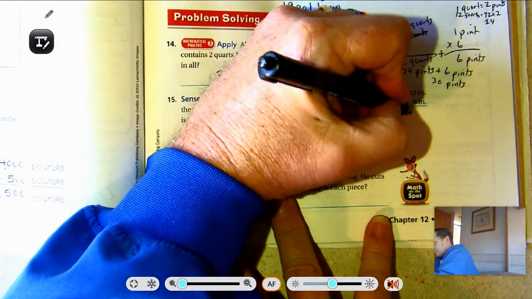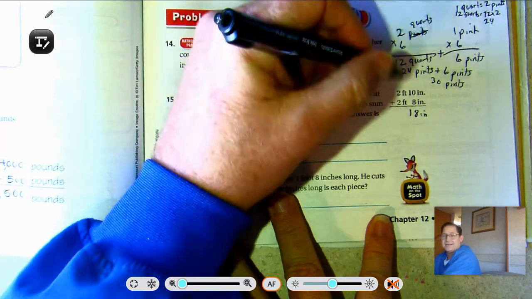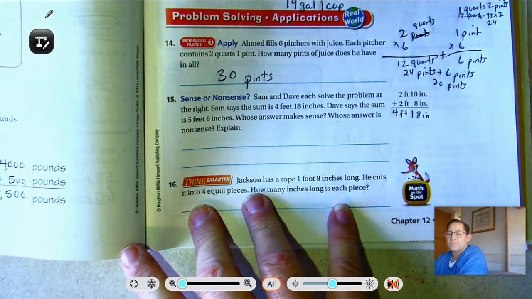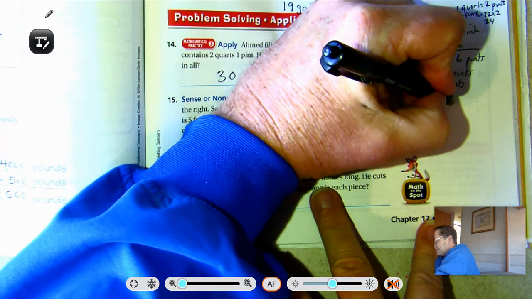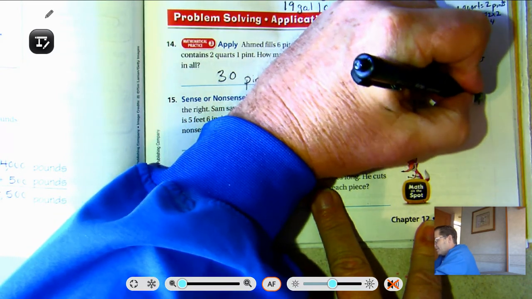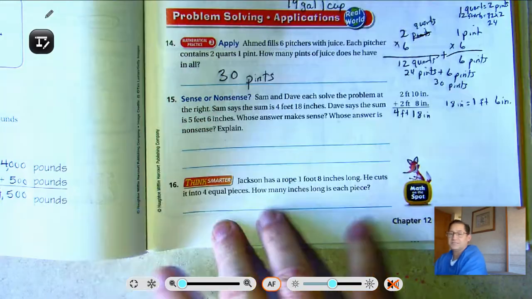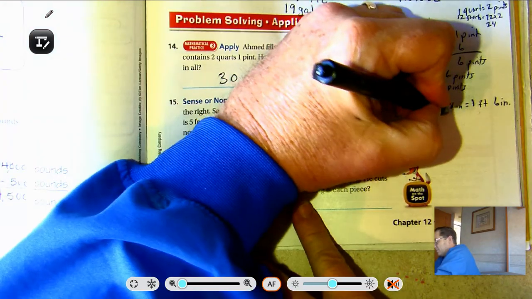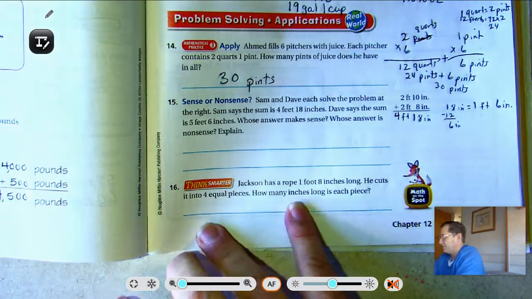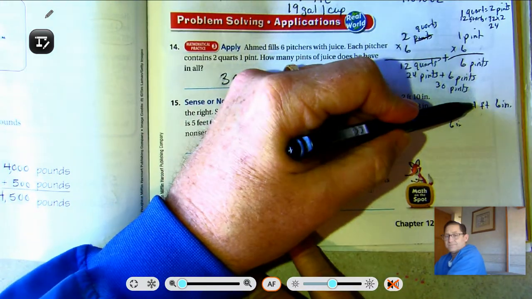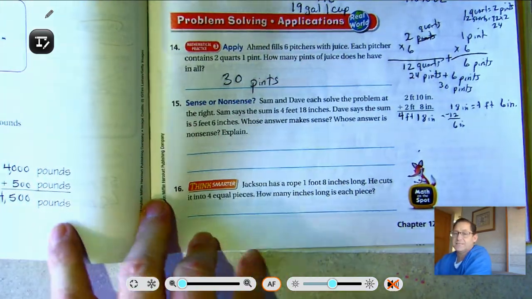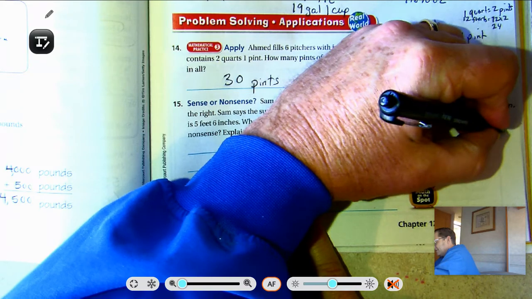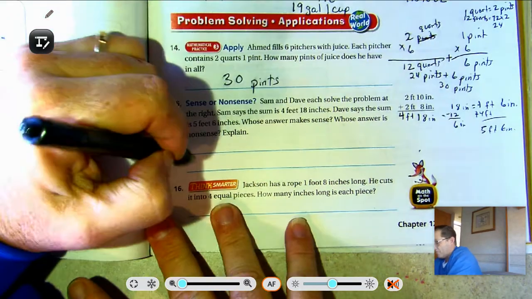Well, if we add the 10 and the 8, we do get 18 inches, and 2 feet plus 2 feet is 4 feet. But 18 inches can be rewritten as 1 foot 6 inches because there's 12 inches in a foot. So if you take away 12 inches, that leaves us 6 inches. So take away 1 foot, leaving you 6 inches. 1 foot 6 inches plus 4 feet would be 5 feet 6 inches. So they both make sense.